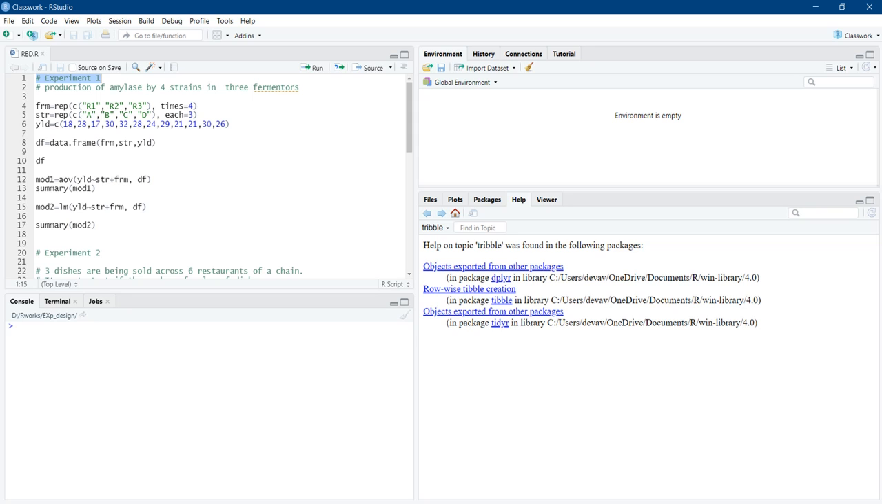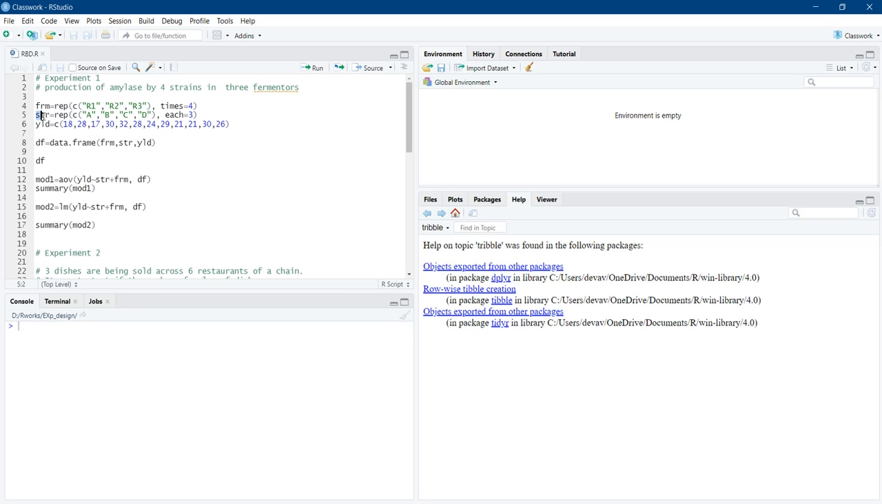And here we will see how to implement completely randomized block designs in R. The first experiment is the production of amylase by 4 strains in 3 fermenters. First we will get the fermenters, 3 fermenters for all the 4 strains. Therefore, these 3, R1 fermenter, R2 fermenter and R3 fermenter, will be replicated 4 times.